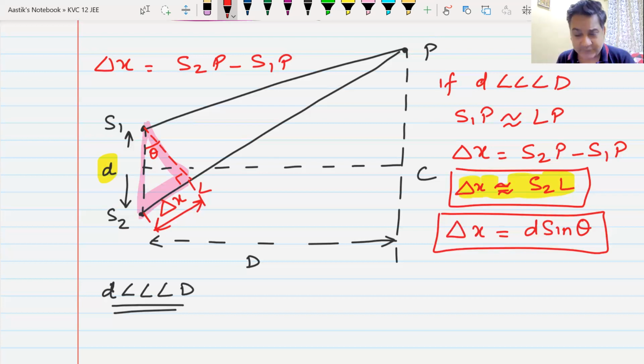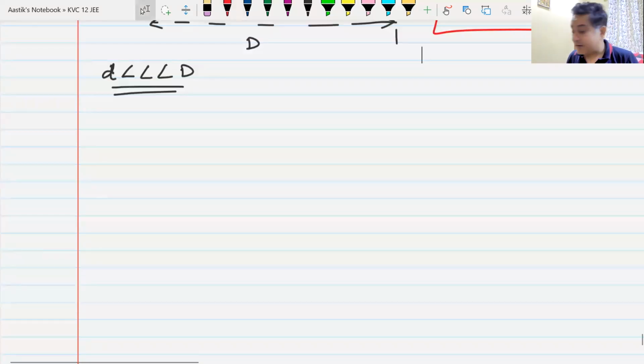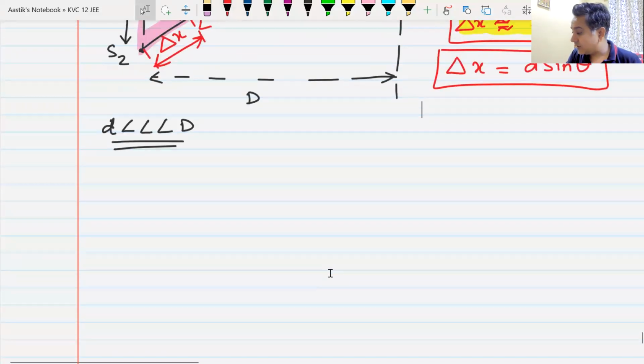Now, this is the path difference. Let me just finish this. Everyone has noted this down? Yes, sir. Let me go ahead and do some more things, and I would require your help. Now, let me just have a look at this delta x.